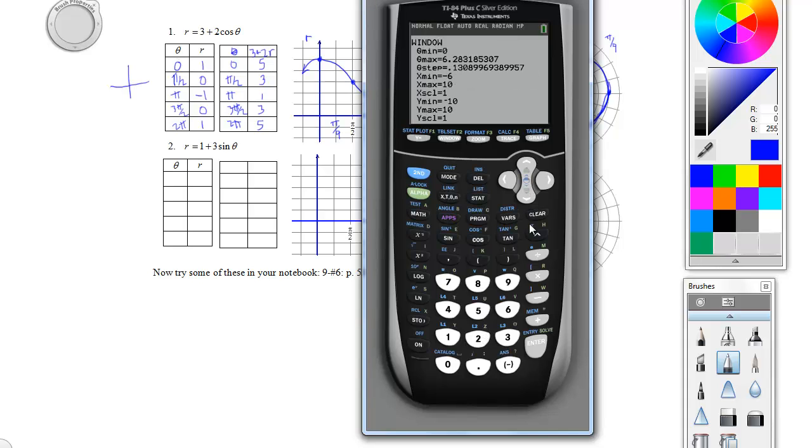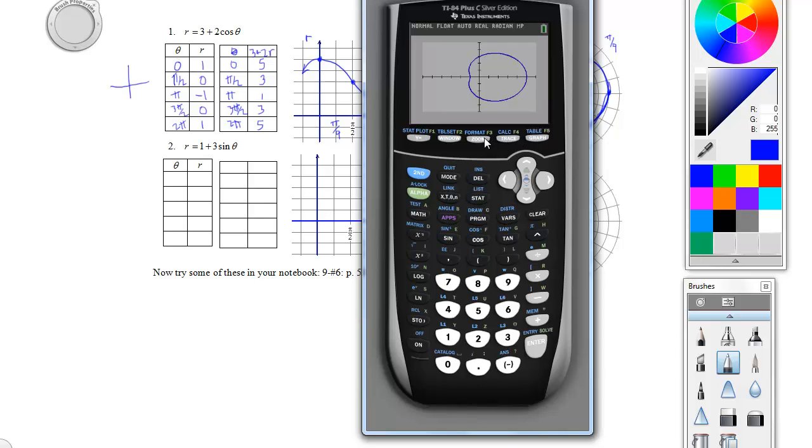x-min -6. Oh, I used the wrong negative sign. And +6. And then I'm going to do the y's only to -5 and +5. I think that'll be a nice window for this graph. Make sure we're in radian mode, in radian here, and graph it.